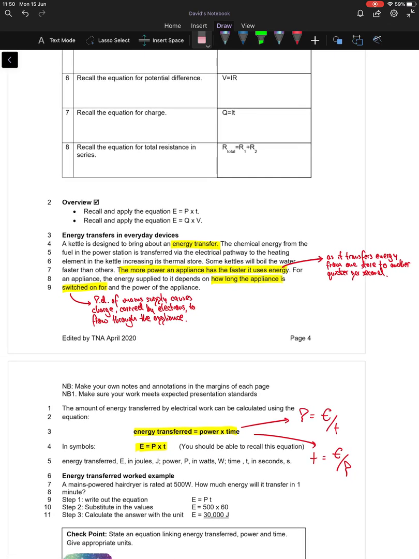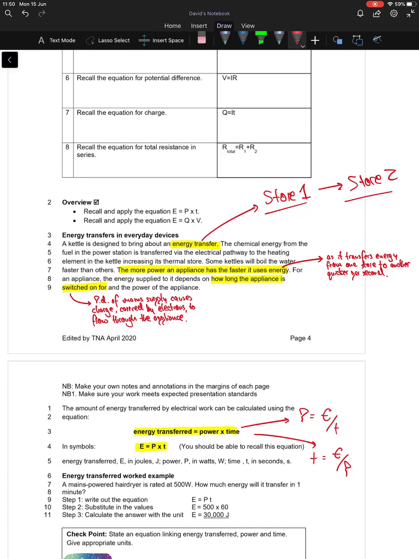Right, let's have a little bit of a look at some context for this lesson. So let's go through this paragraph together. Energy transfers in everyday devices. A kettle is designed to bring about an energy transfer. So remember, it's when stores of energy change from one form to another, gravitational to kinetic, electrical to thermal, etc. The chemical energy from the fuel in the power station is transferred via the electrical pathway to the heating element in the kettle, increasing its thermal store.